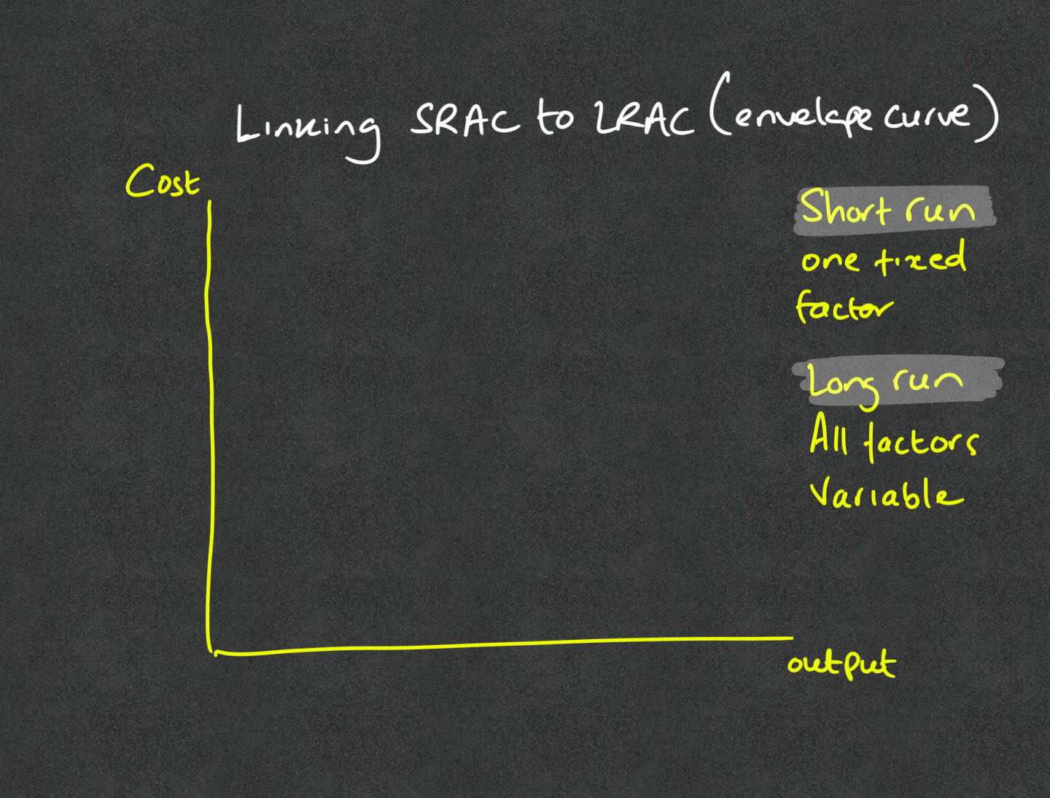So this business isn't able to change land or capital in the short run. And that causes issues, which we've discussed in previous videos, for example, diminishing marginal returns. Now, in terms of linking the SRAC to the LRAC, when there is one fixed factor for a business, whether it's land or capital, factories or machinery, for example, firms may have different ideas of how they adjust the volume of capital or land that they have, depending on the scale of production.